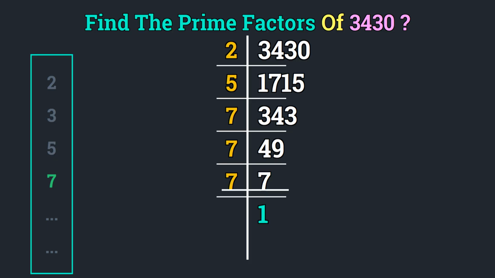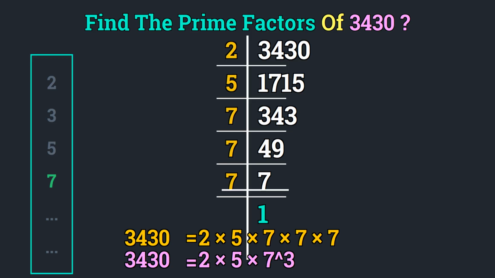And we are done. The prime factors for 3430 are 2 times 5 times 7 times 7 times 7, which can be written as 2 times 5 times 7 to the power 3. And these were the whole prime factors for this number.